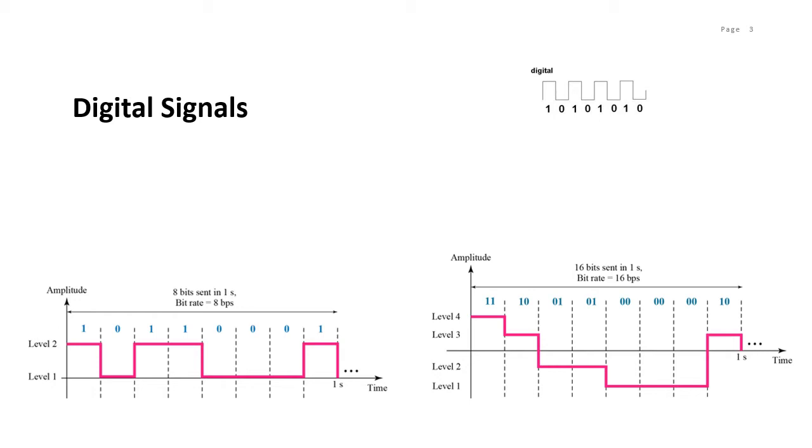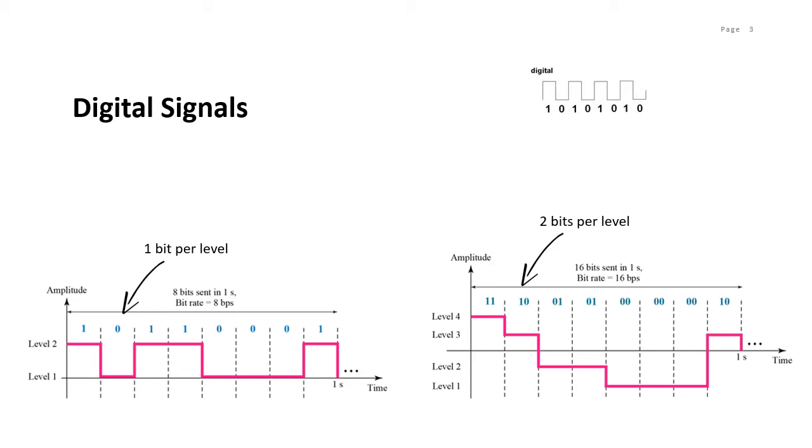For example, a 1 can be encoded as a positive voltage and a 0 can be encoded as a 0 voltage. A digital signal can have more than 2 levels. In this case, we can send more than 1 bit for each level. So we can see here in the figure at the bottom, we show 2 signals. On the left, we have one with 2 levels, and on the right, we have a digital signal with 4 levels. So from there, you can see that 1 bit per level is sent in the 2-level digital signal, and on the right, 2 bits per level are sent.